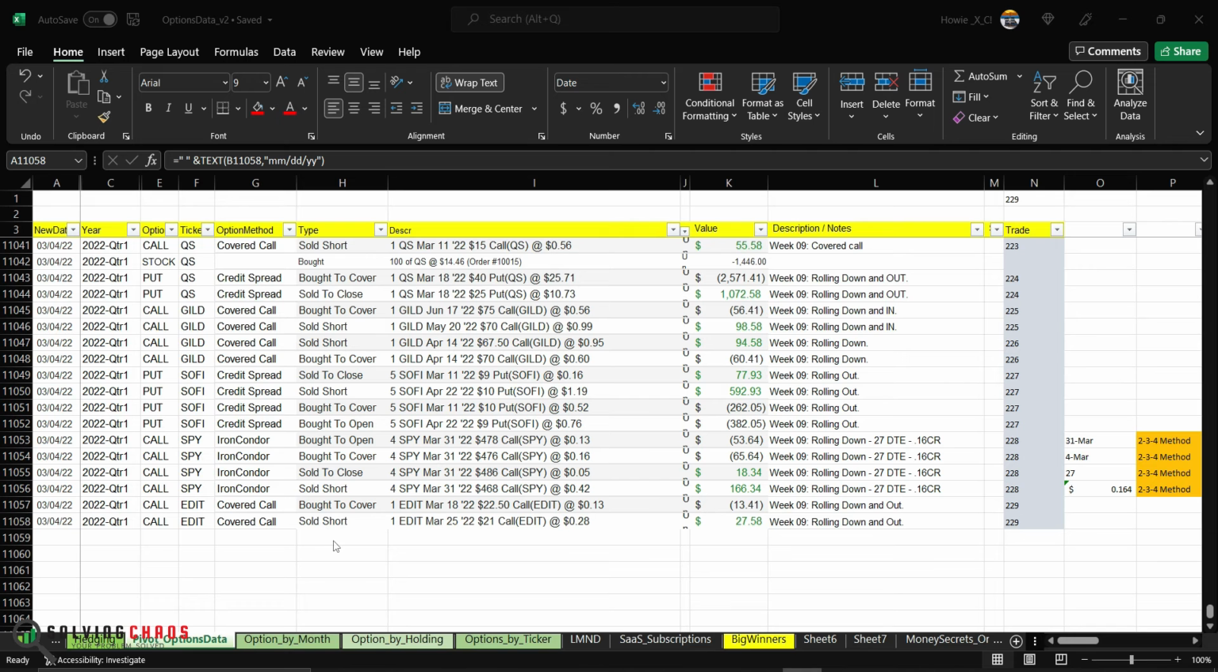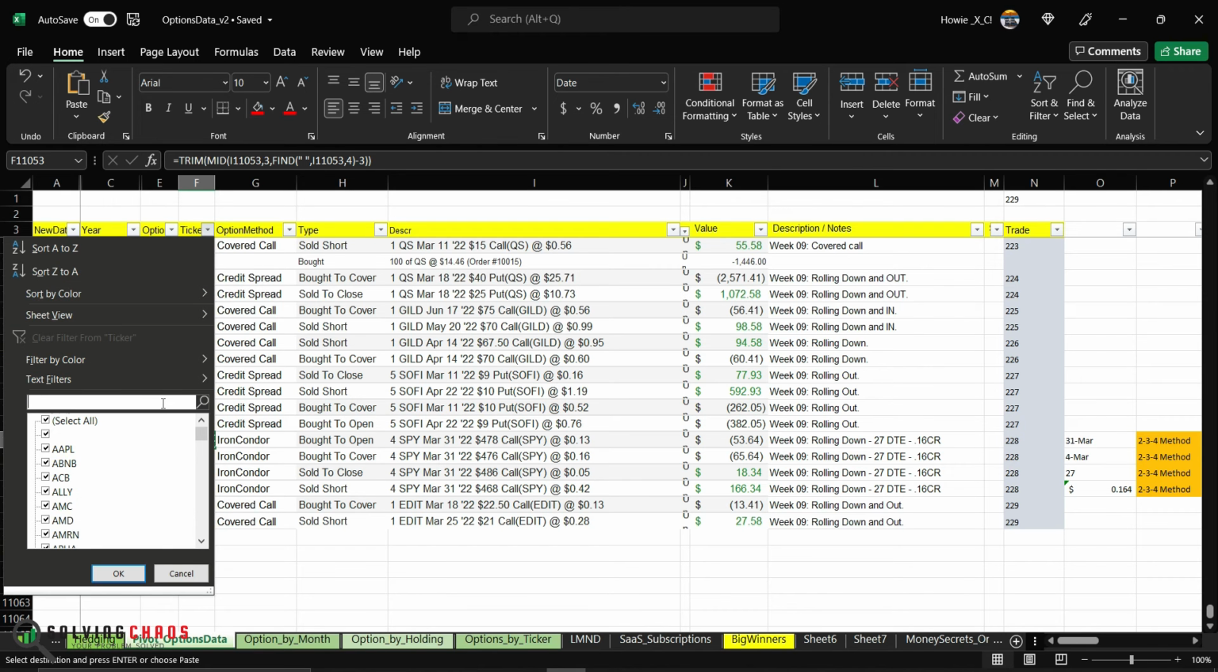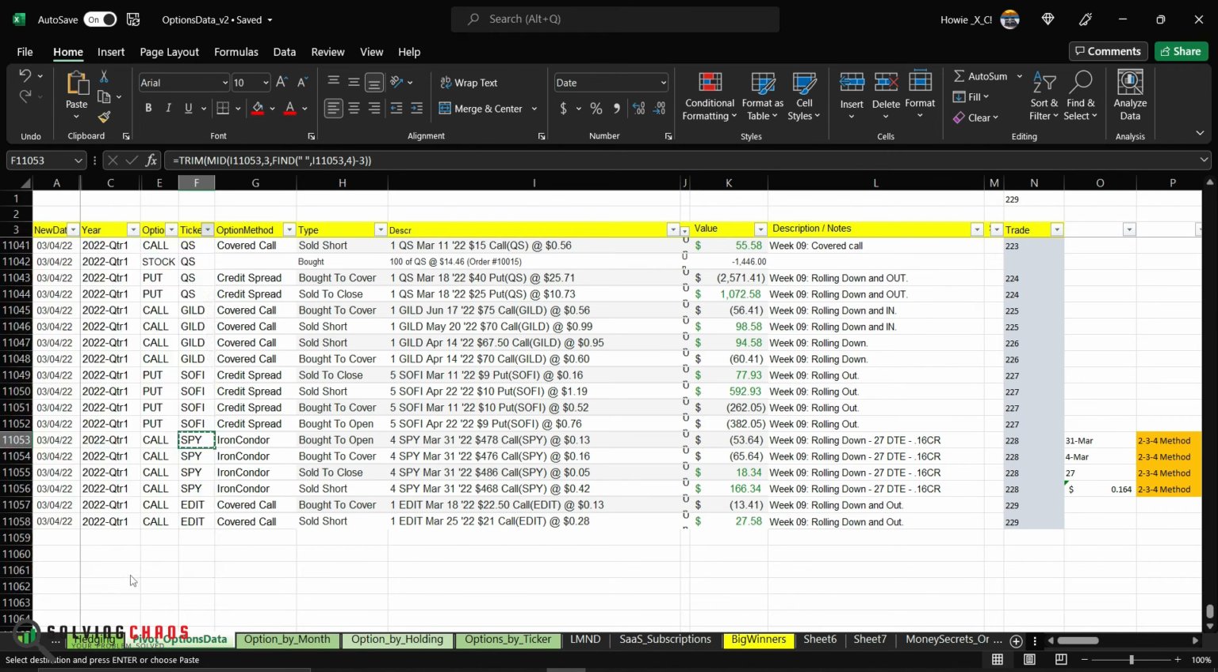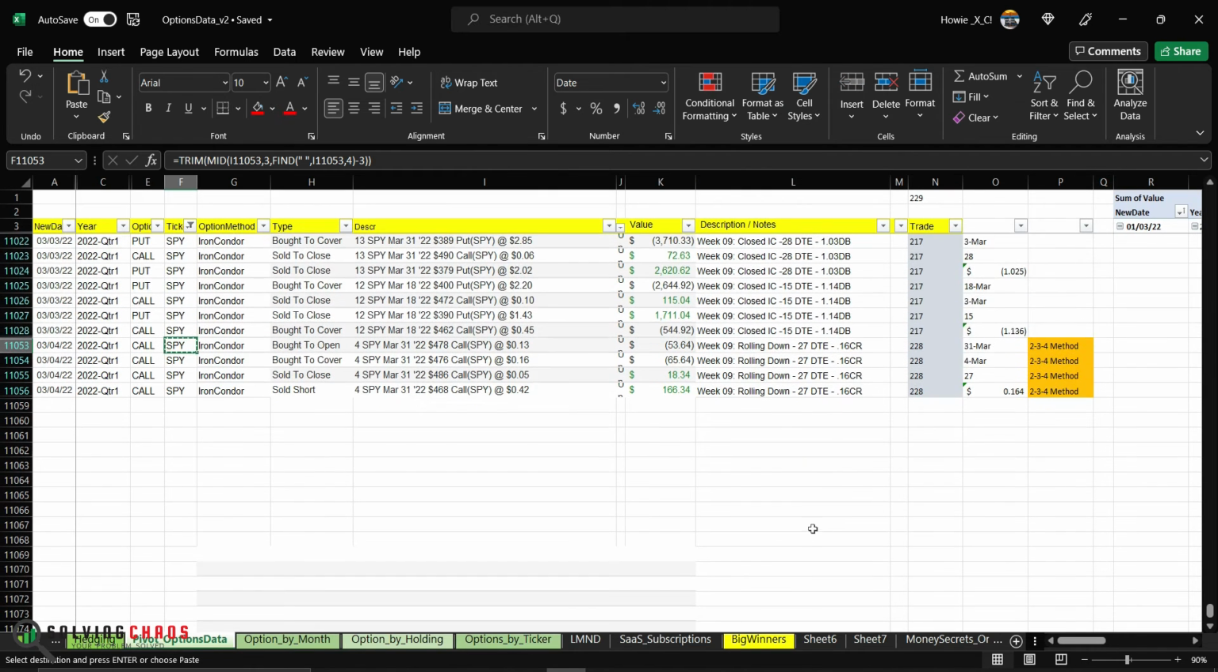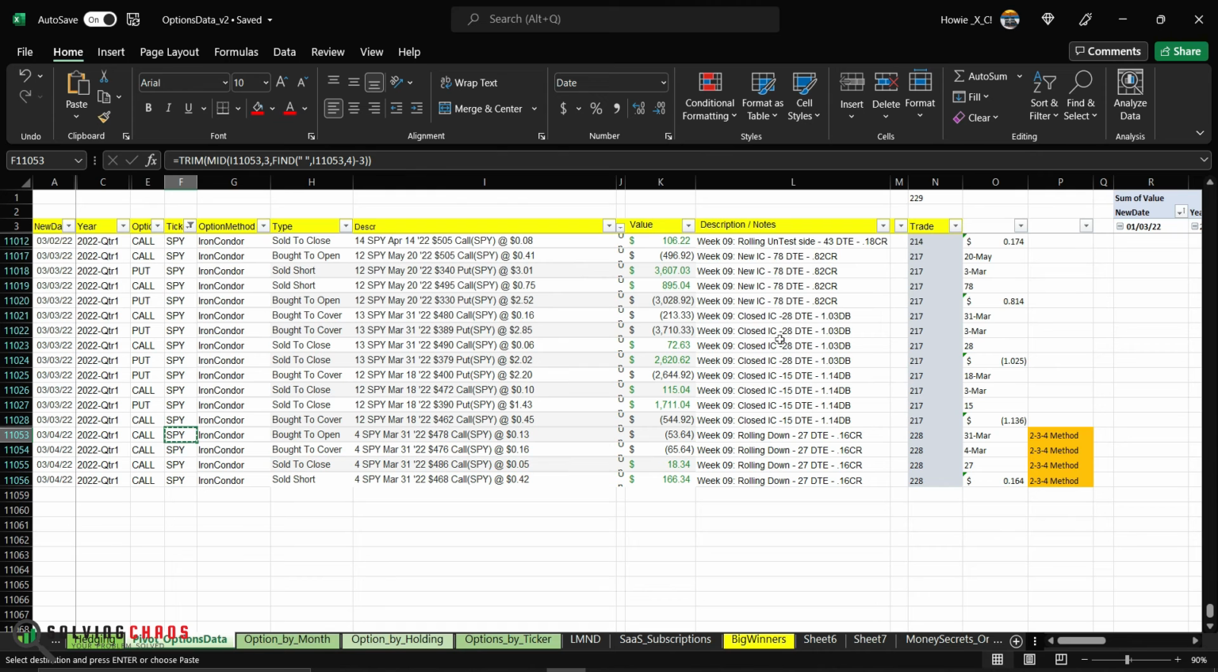So I go back to the details. Let's talk about some of the trades. The first thing I want to talk about is the 2-3-4 method. That's the option challenge that we're doing in 2022. And I'll put a filter on that real quick so you can see what I'm talking about. There are other trades that I'm doing, but really what I want to do is demo to people that you can trade small and still make money.